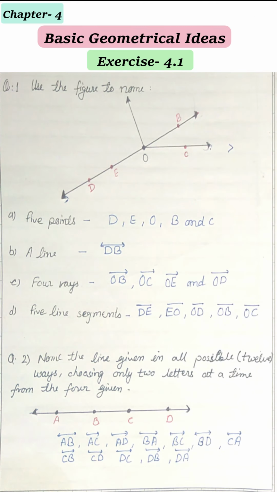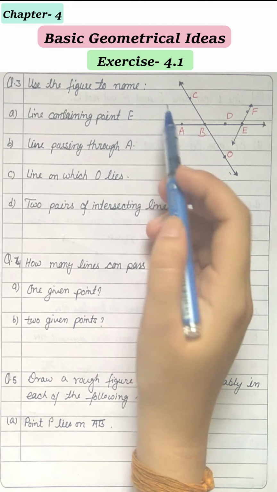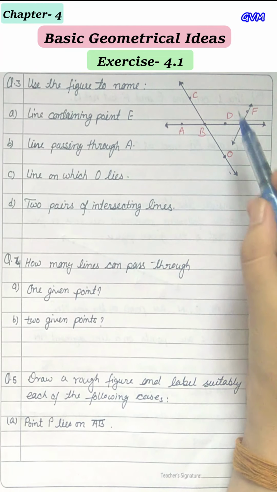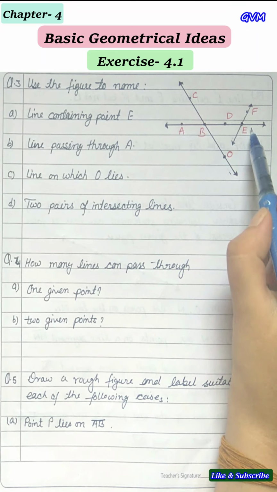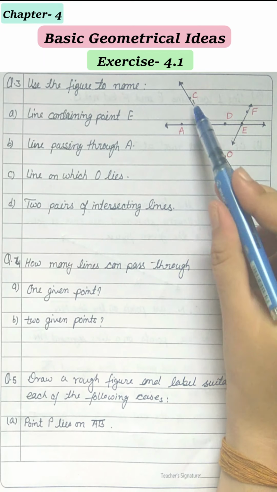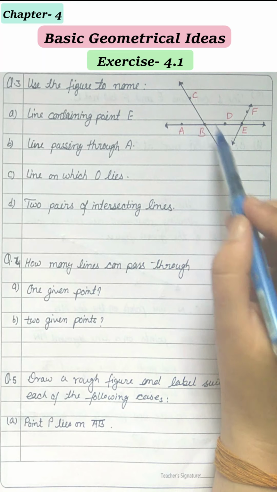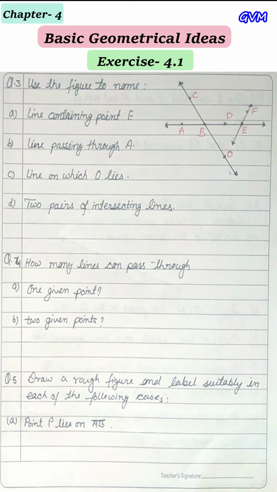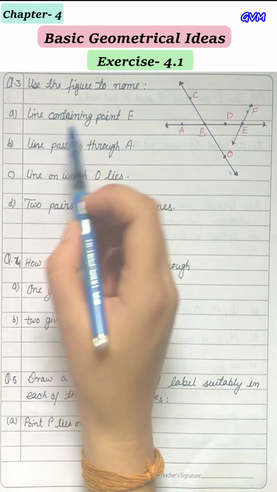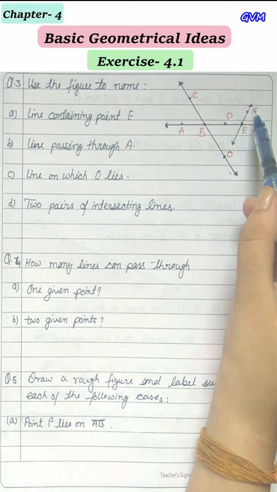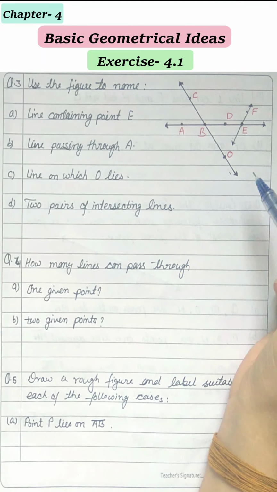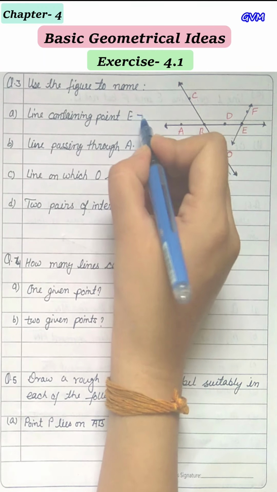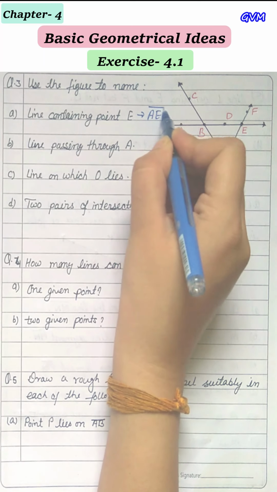Okay, now question 3 we have: use the figure to name the line containing point E. So we are given a figure which has 3 lines: line AE, line EF, line OC. Okay, and these lines are intersecting lines. Now we have to name the line containing point E. We have line AE. Okay, so this line is containing the point E. We can also say that FE is also containing point E. Okay, so right here, AE.